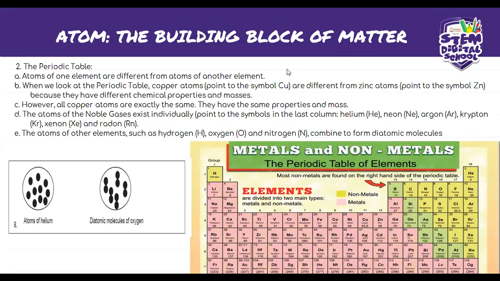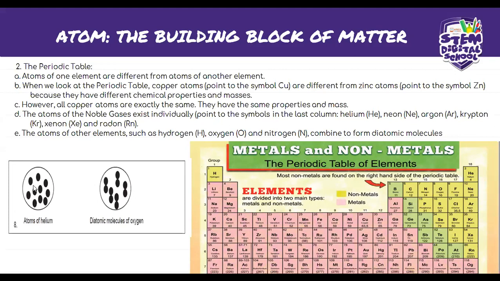So let's continue. Now you see atoms of helium. Can you see the picture on my left-hand side? We are saying the noble gases are made up of helium, neon, and argon. They cannot form diatomic molecules. They exist individually. Why? Because they cannot trap other particles. Now we are talking of diatomic molecules of hydrogen. So you can see that they are two.